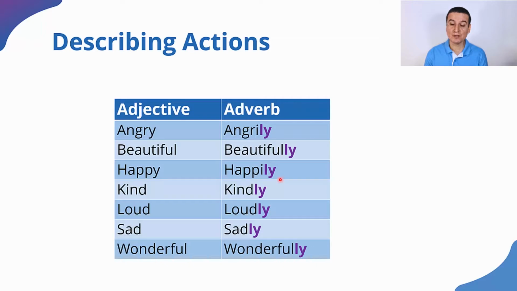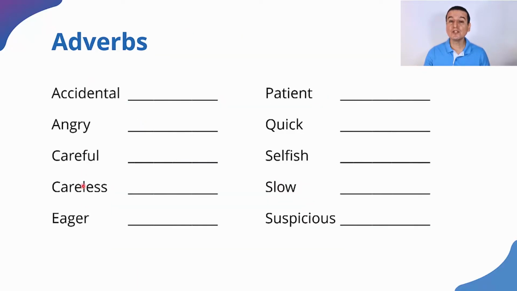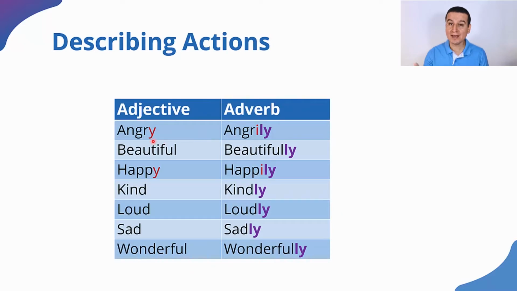All right? So what I'm going to do is give you some different adjectives, and I want you to please write the adverb that you would create out of that adjective. All right? So, for example, pay attention. If we have the Y and before the Y there is a consonant, we need to change it, like here I marked for you: angry, angrily, happy, happily.